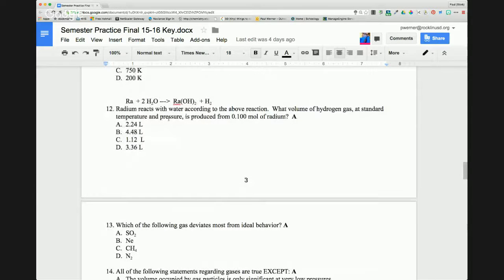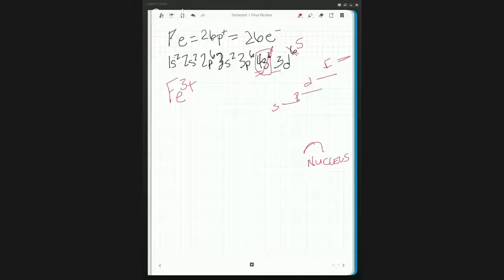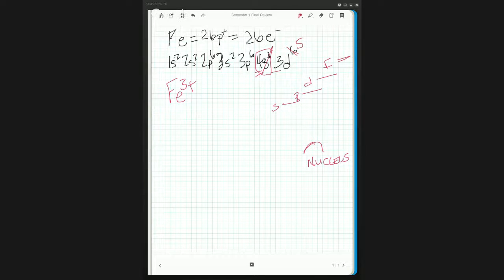All right. Radium reacts with water according to the above reaction. What volume of hydrogen gas at standard temperature and pressure is produced from 0.100 moles of radium? Okay. So let's go ahead and put that on the bamboo paper. Okay. Oh, by the way, this was number 1 on the multiple choice. And then this would be number 12 on the multiple choice.